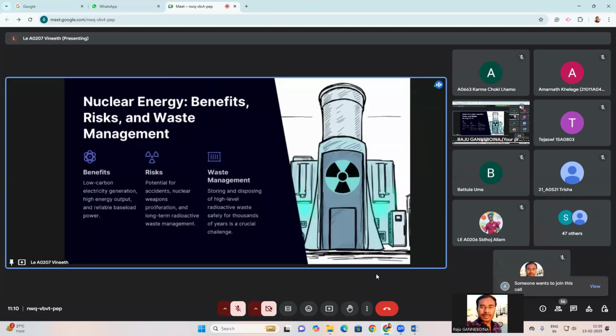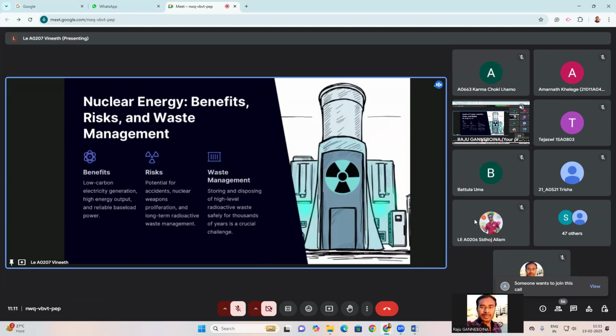The benefits are low carbon electricity generation because of no combustion of fuels and no combustion of coal. There are zero or low carbon emissions, and there is high energy output. Since nuclear reactions produce a very high amount of energy, this gives a very high energy output. These are very reliable since nuclear reactions are in our control. We can initiate the nuclear reaction.